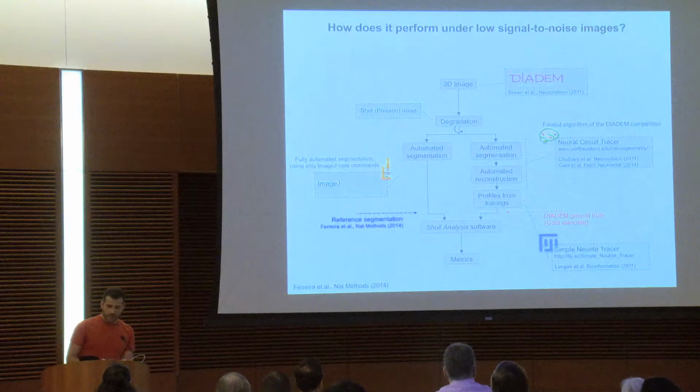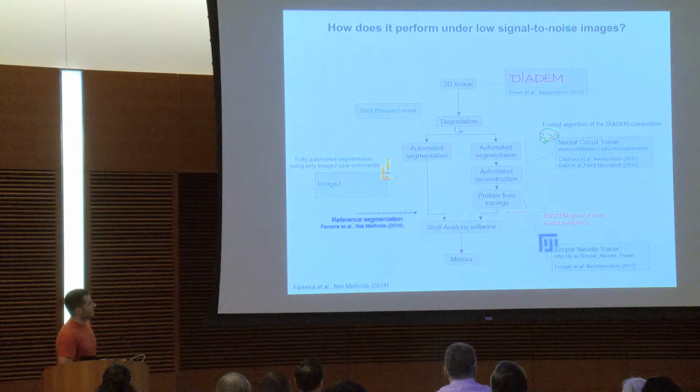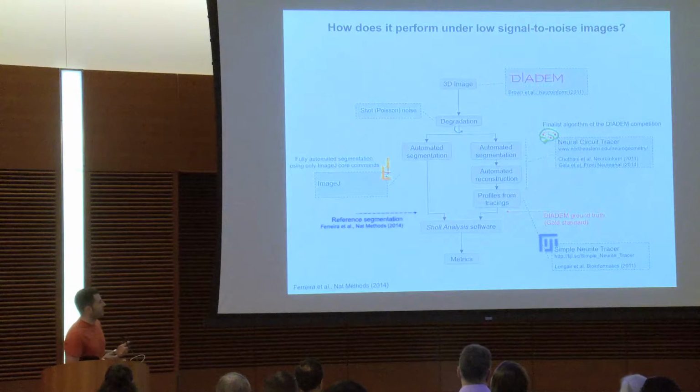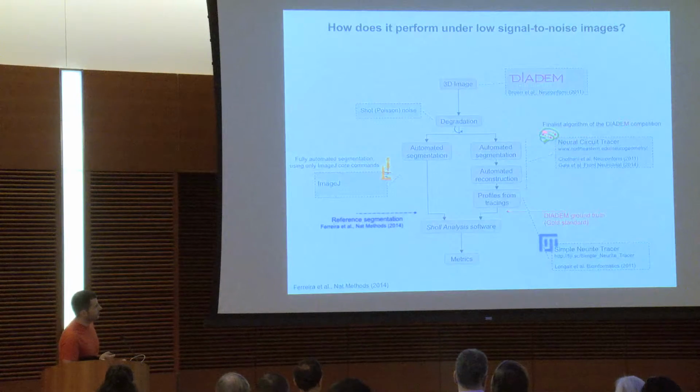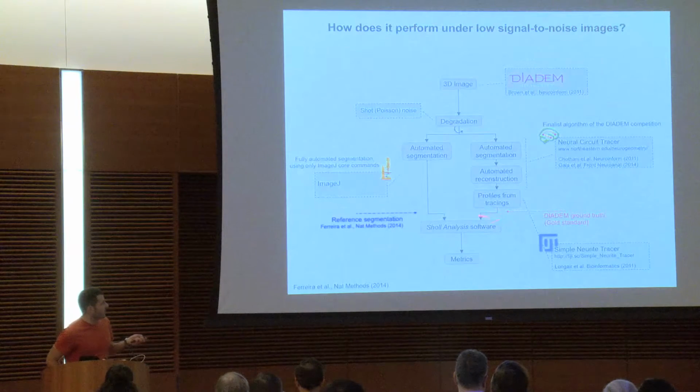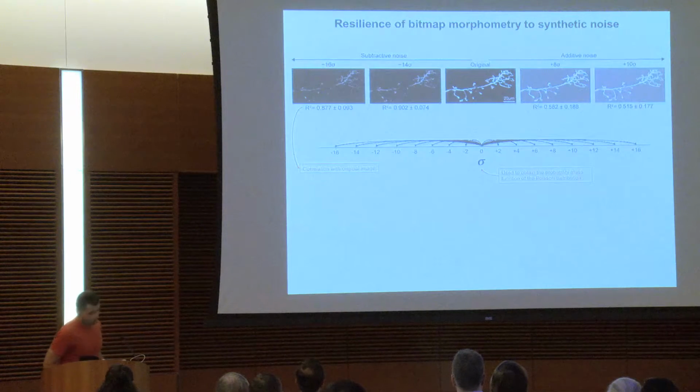To give context to the comparison, we also decided, while doing this simultaneously, to use an approach that tries to reconstruct the neuron automatically. We used Neural Circuit Tracer, which is one of the finalist algorithms of the DIADEM challenge. So we performed the same analysis: automated segmentation by Neural Circuit Tracer, which is a great program, by the way. We obtained the profiles from the tracings and then fed them into the plugin.